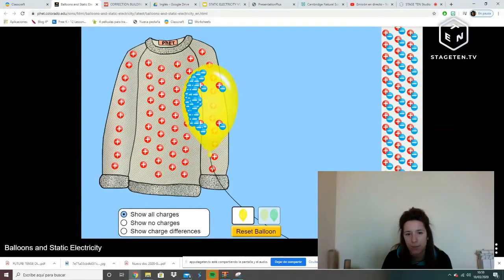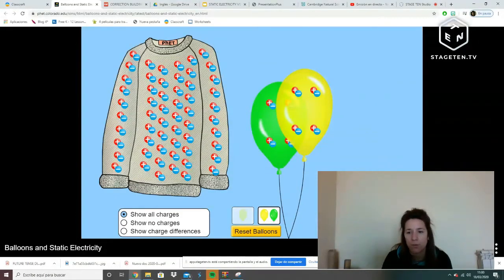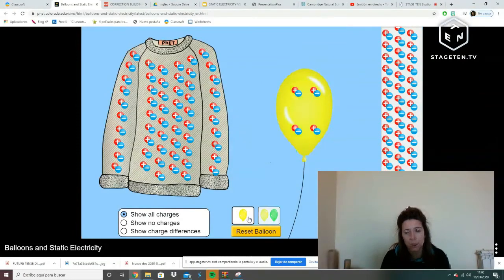Here is the reset button, so we can reset the initial situation. Here we have the option to use 1 or 2 balloons, and you also have the option to remove the wall, so it appears or it doesn't appear. Let's start with 1 balloon.